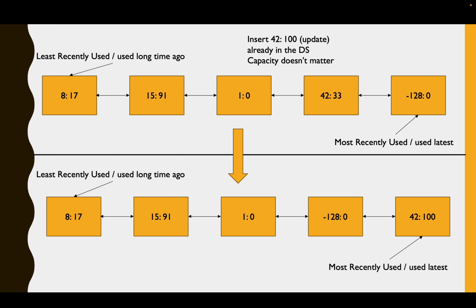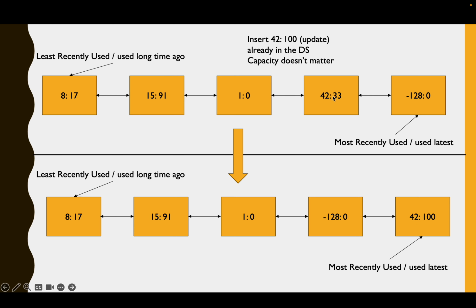The second thing is when you are trying to update a value. This is a bit tricky, or I won't say really tricky, but this is a part where people really need to understand. The top half is before the update and the bottom half is after the update. Earlier the key 42 had value 33. Now we overwrite or update it. The key 42 stays the same and the value is 100.